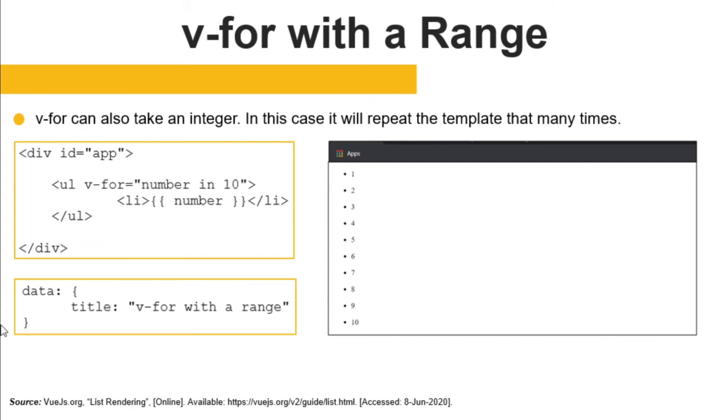Additionally, what is defined in the data model is just the title and not number. Okay? Vue.js automatically provides the default value for number since a range is applied for every iteration, which begins from 1, the default value, until 10. Increasing the value of 10, of course, will also update the display in the browser. Let's say, for example, we define here 100. It will display 1 to 100. So that is how to use v-for with a range.